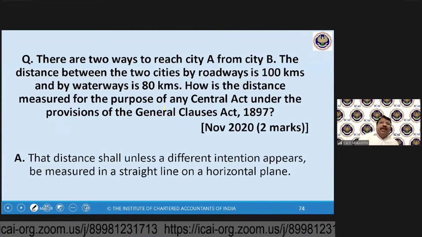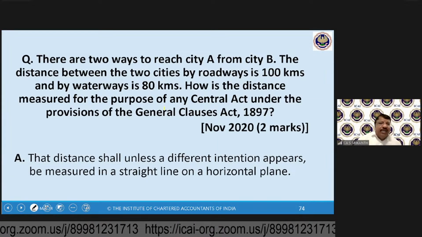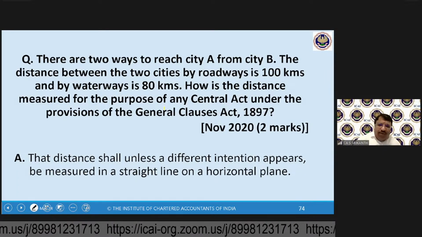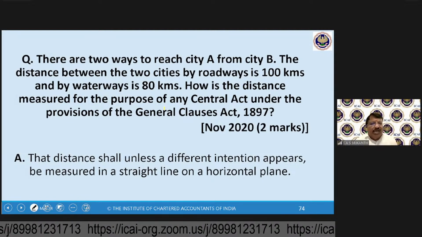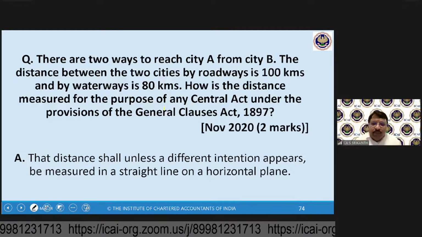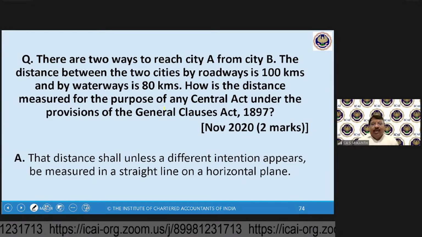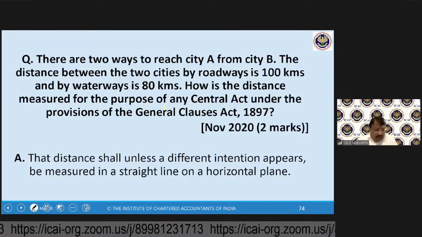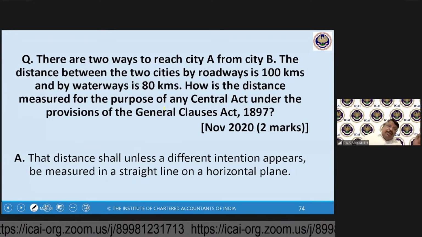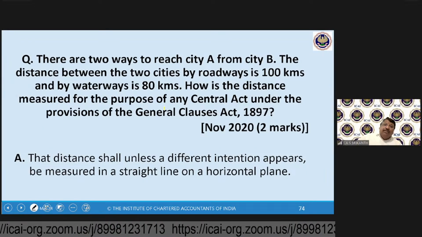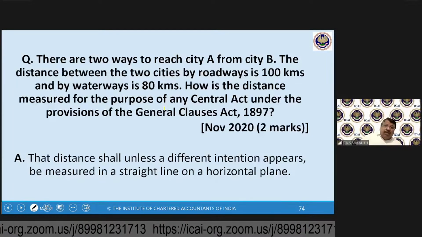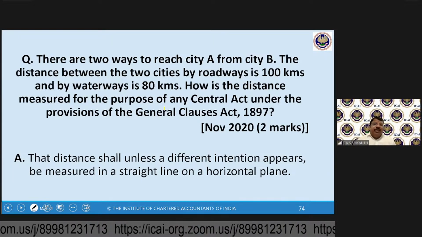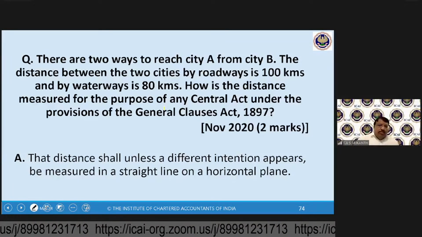There are two ways to reach city A from city B. By roadway, it is 100 kilometers. By waterway, 80. How is the distance measured? Neither roadway nor waterway. Unless a different intention appears, it should be measured in a straight line. For that, you should take a survey map and see the scale, then use the scale to draw a line and measure in centimeters, and then see 1 centimeter is equal to how many kilometers. Those of you who studied geography in 10th standard had something called map reading. So we use a survey map and tell the distance between the two places, but on a straight line.